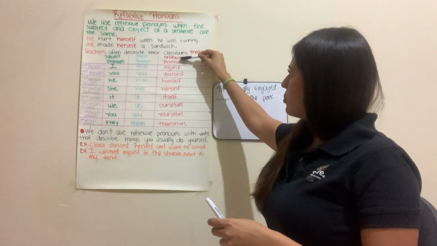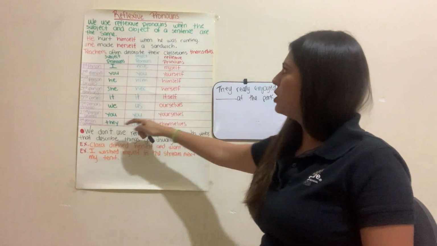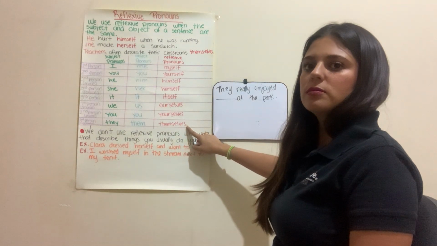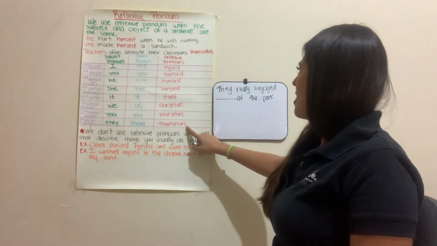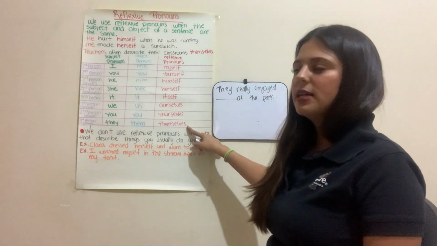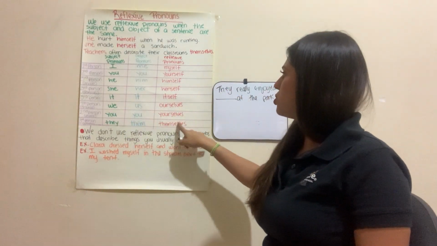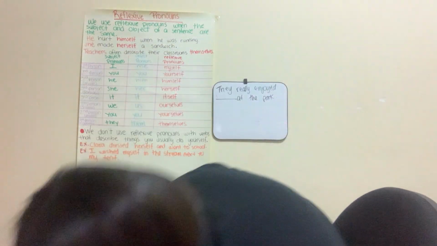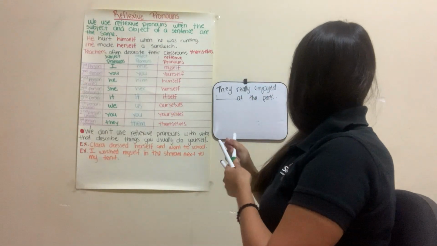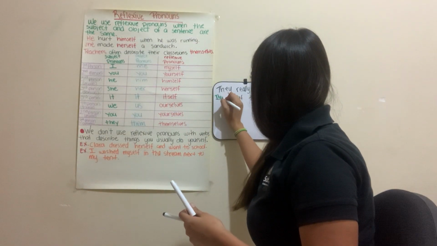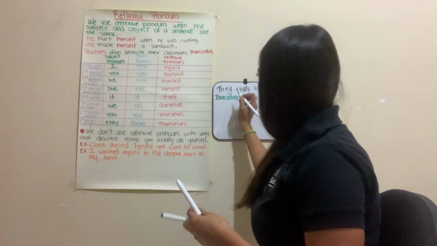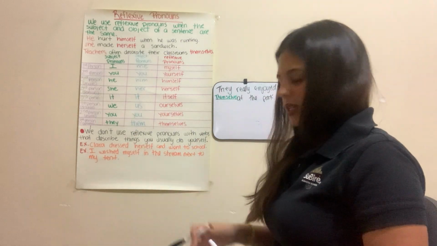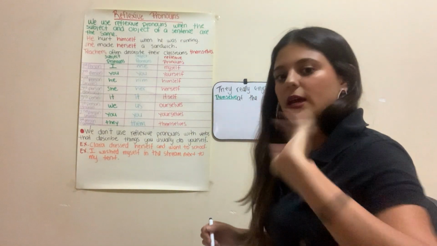Now, which reflexive pronoun are we going to use? If we're using the subject pronoun they, which one are we going to use? They really enjoyed themselves at the park. So if you see they, I'm going to choose themselves, okay? They really enjoyed themselves at the park, okay? So take a look first at the subject pronoun so then you can choose the correct reflexive pronoun, okay?